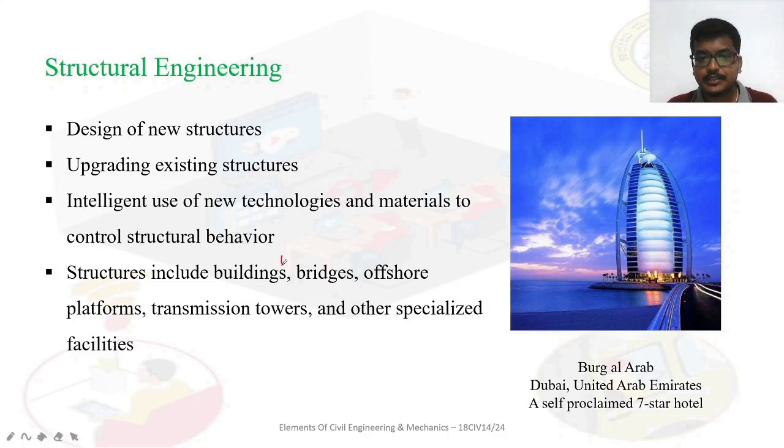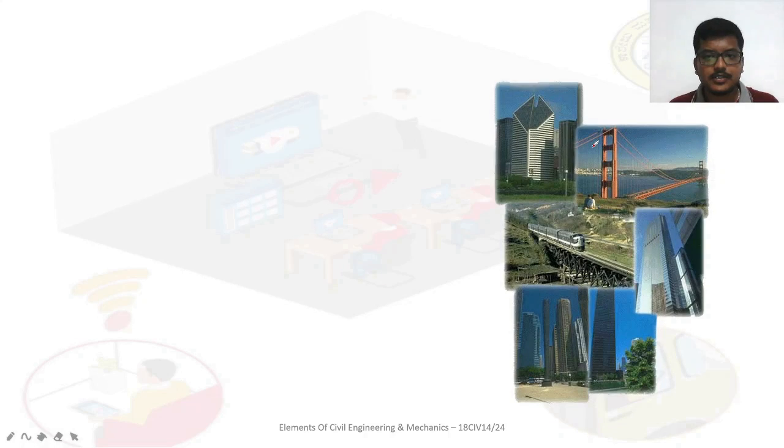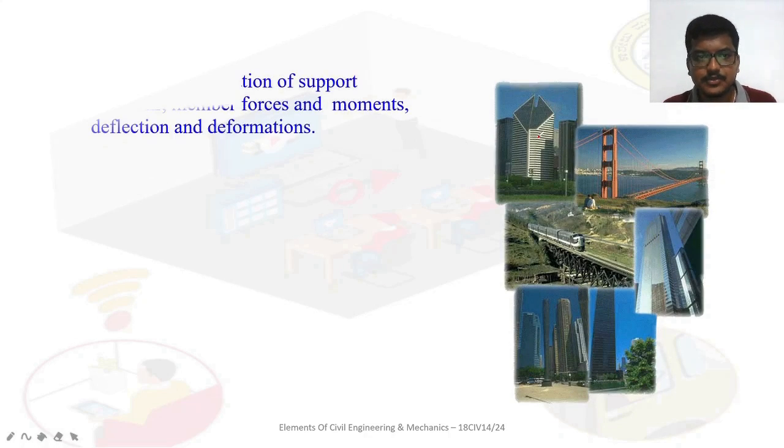Structures include buildings, bridges, offshore platforms, transmission towers, and other specialized facilities. So in the picture you can see the Burj Al Arab in the UAE. It is a 7-star hotel. So it is done by a civil engineer, mainly a structural engineer. Okay, so we can see more examples of structures in the images now.